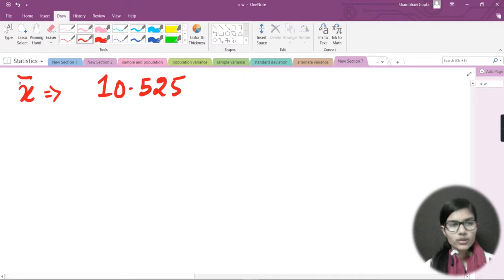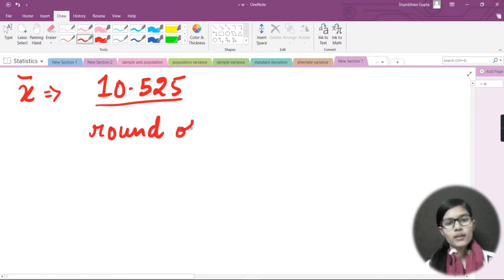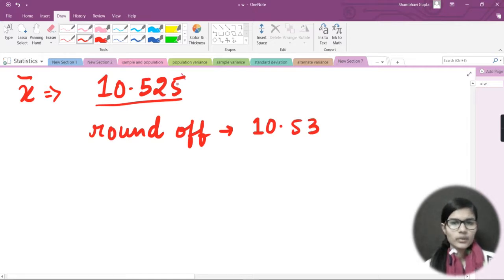So what our x bar was denoting was the average. What we were doing was just finding the mean, right? So here I got 10.525. Now if I round it off, I would get 10.53. So this thing is rounded off, and here I got 10.53.